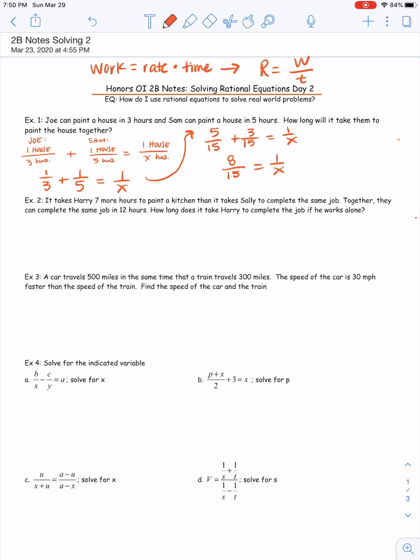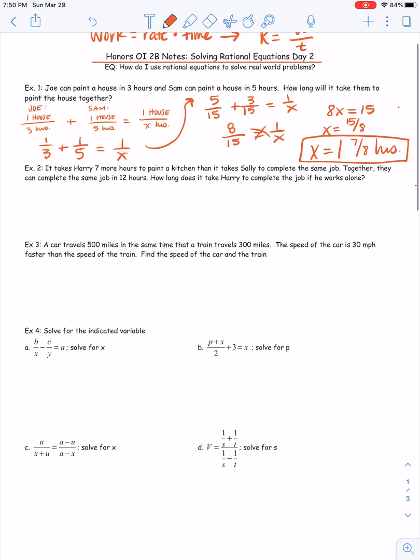Now I can just use that cross multiplication method. Boom, boom. That gives me 8x equaling 15. Dividing by 8, I get 15 over 8, so a little bit less than 2. It's not very realistic for us to say it's going to take them 15 over 8 hours, so here it would be appropriate to rewrite that as a mixed fraction. That is 1 and 7/8 hours, a little bit under 2 hours. If you want to convert that to 1 hour and however many minutes, go for it. That's what we're going to be working with.